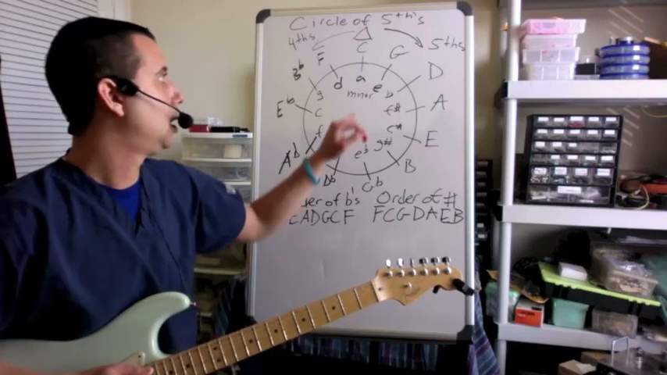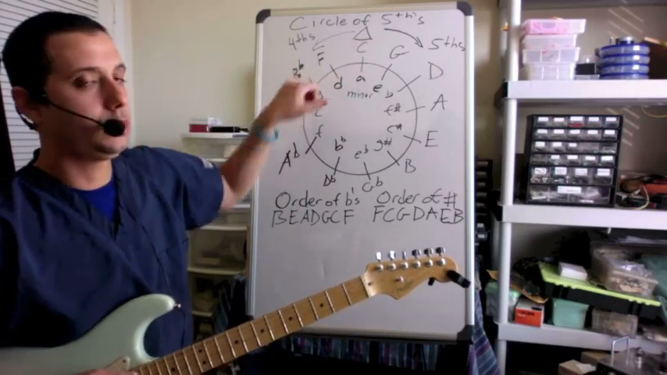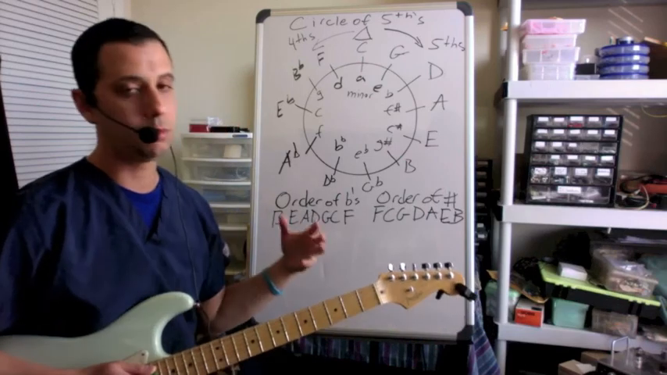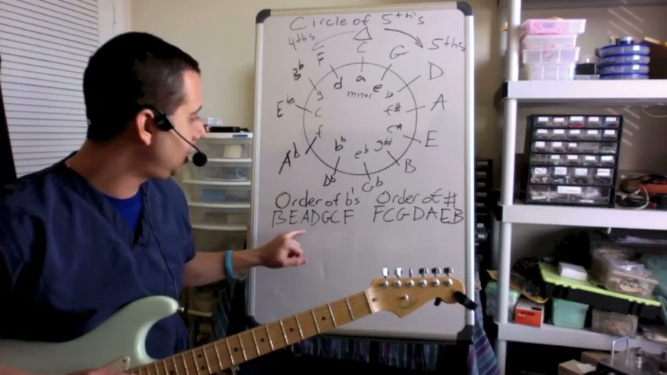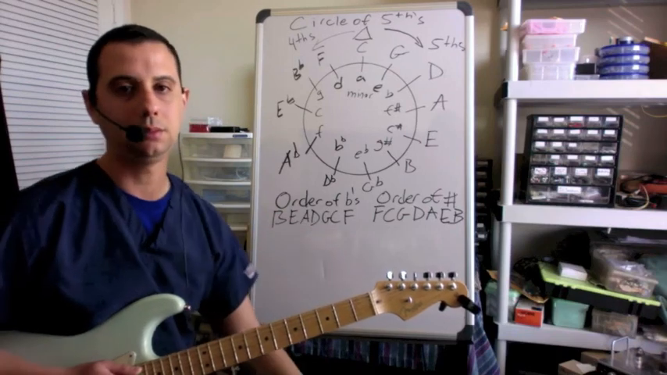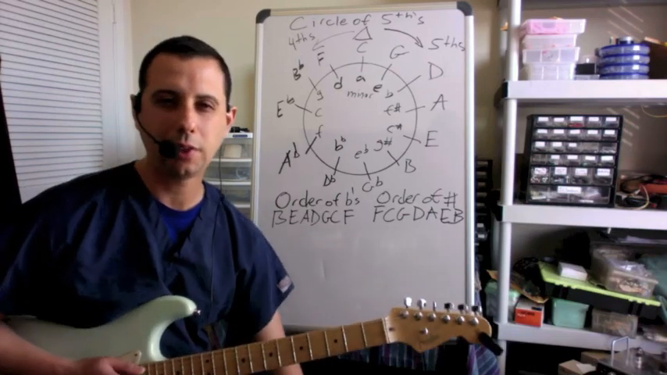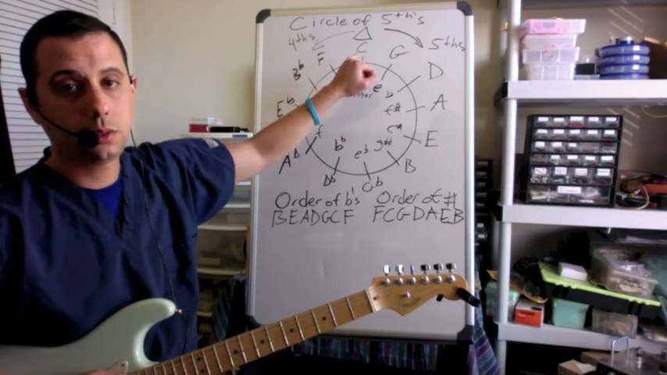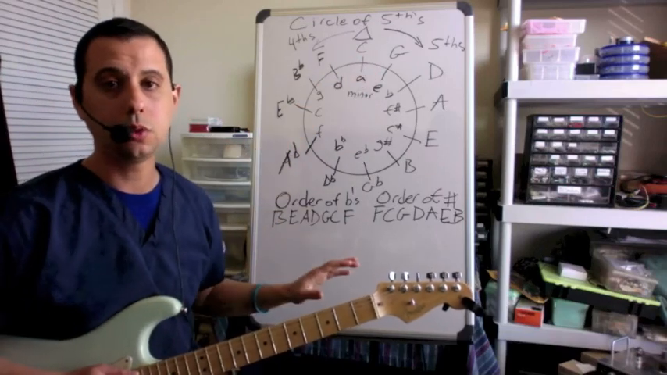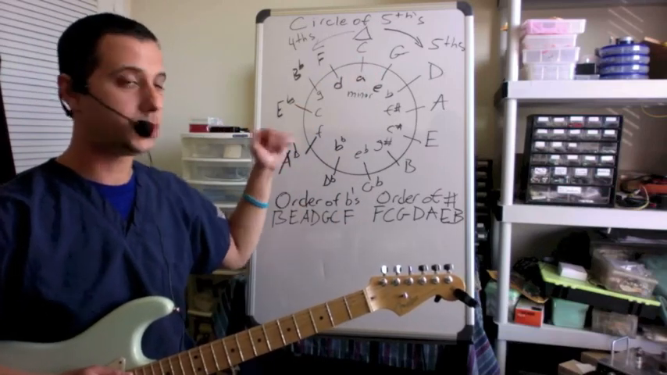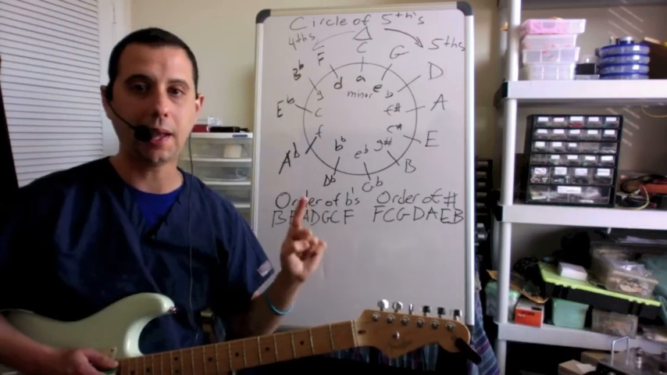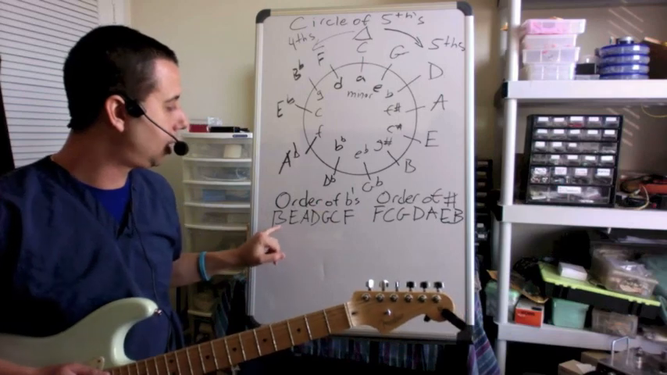Now, if we move in this direction, it will give us the order of flats. The way that you remember the order of flats is: BEAD Gets Crushed F. That's the way the flats will appear. So in the key of C major, yet again, no sharps, no flats, but if I move in fourths, when I get to F major, I'm going to have 1 flat, and that 1 flat is going to be B flat.